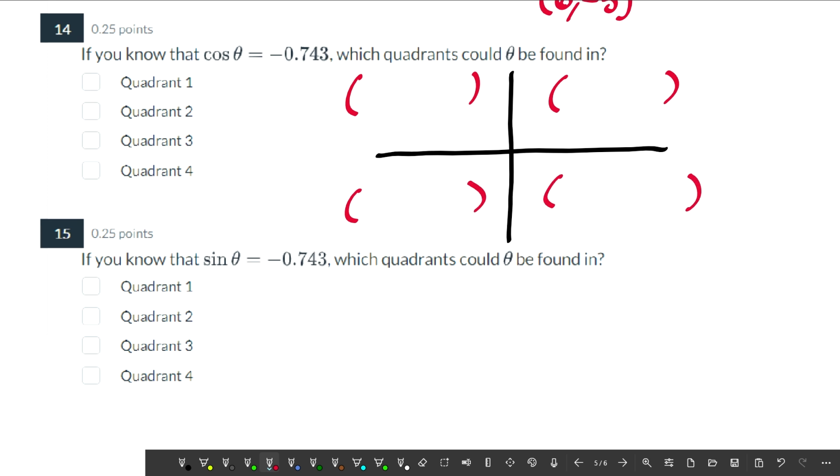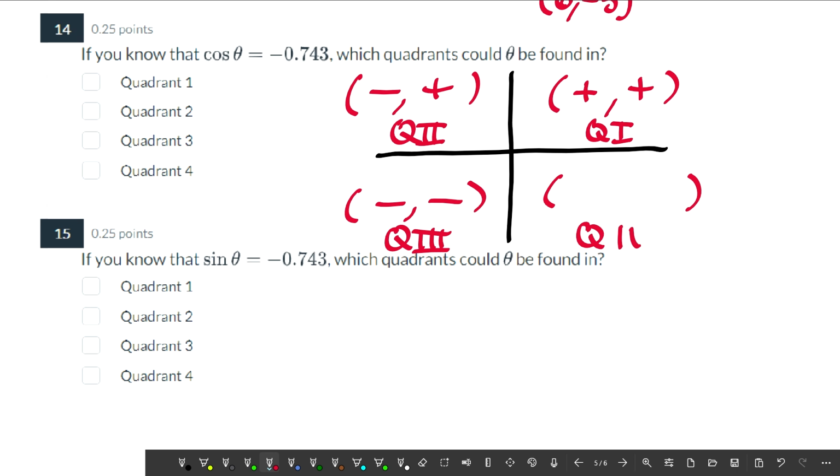So in quadrant 1, it's always a positive and a positive. So this is quadrant 1. In quadrant 2, it's always a negative positive, right? Because you're going left and up. In quadrant 3, it's always negative negative because you're going left and down. And in quadrant 4, it's positive negative because you're going right and down.